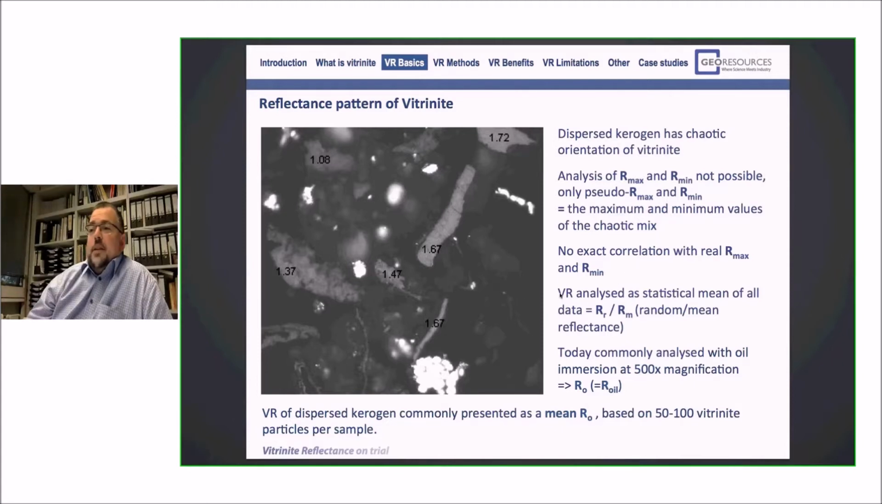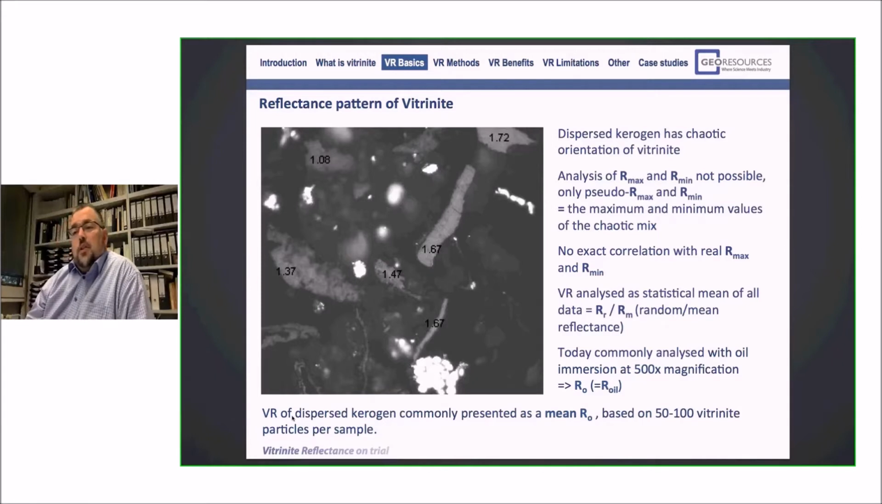So in the vitrinite reflectance analysis of dispersed kerogen, it is normally analyzed as the statistical mean of all vitrinite reflectance measurements. In previous times, it was often called RR or RM, random or mean reflectance. Today, it's mostly called Ro. It's commonly analyzed with oil immersion at 500 times magnification. And because of the oil, it's Ro.